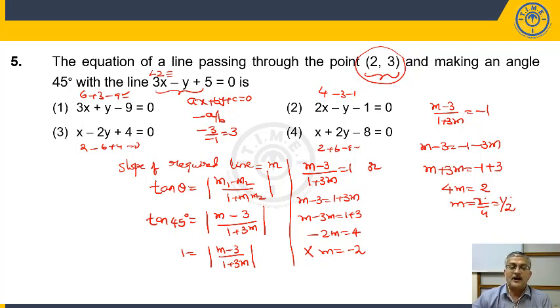Now we check from the options. In this case, the slope is -3, so this is not correct. The slope is 2, not correct. The slope is -1 by 2, not correct. So what is the correct answer? The third one is the correct answer.